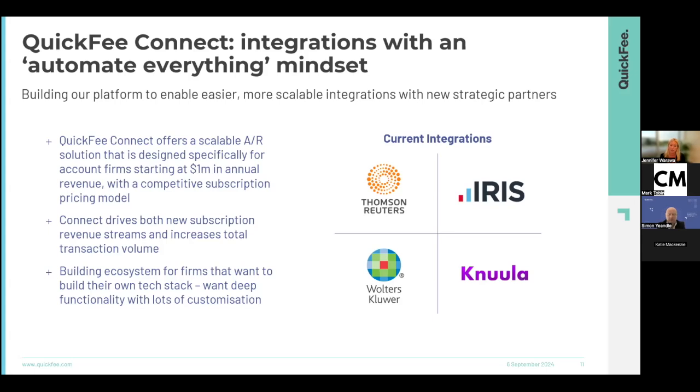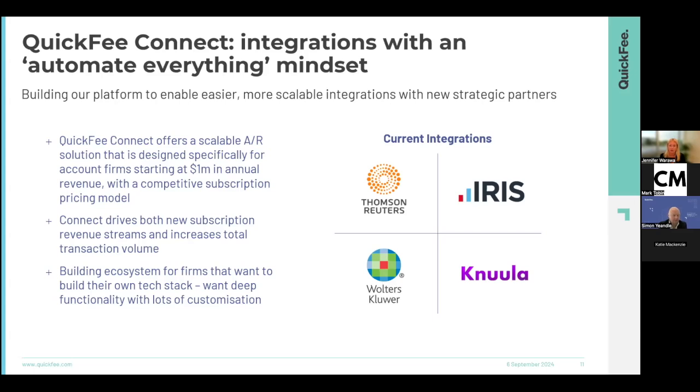Second, it increases transaction volume for all of our solutions. Third, it introduces a very competitive offering that's ideal for firms that want to build their own tech stack, which is becoming increasingly important to all sizes of firms. In FY25, we have a number of new integrations on the roadmap, and in fact, we're already working on our next integration. Now, Quickfee has laser focus on implementing initiatives that will deliver the greatest ROI.